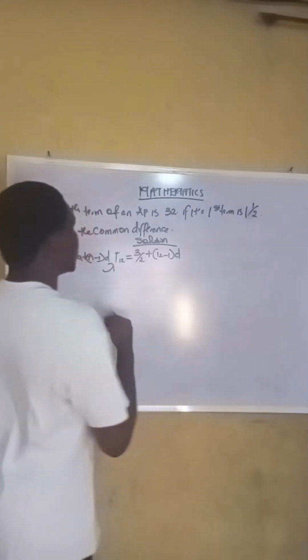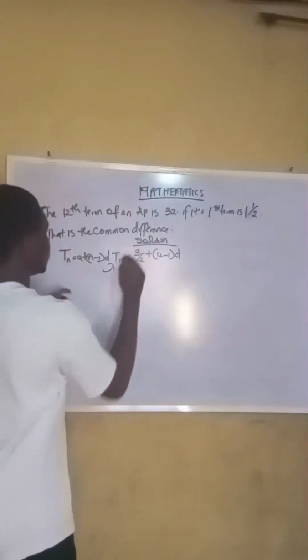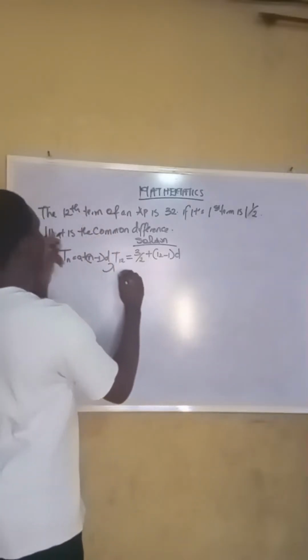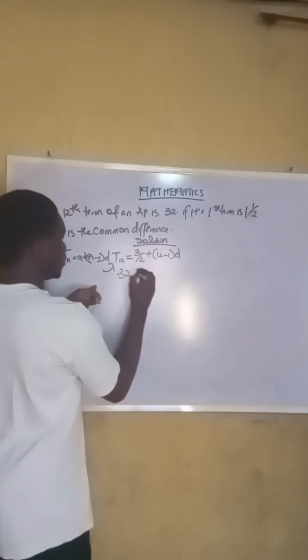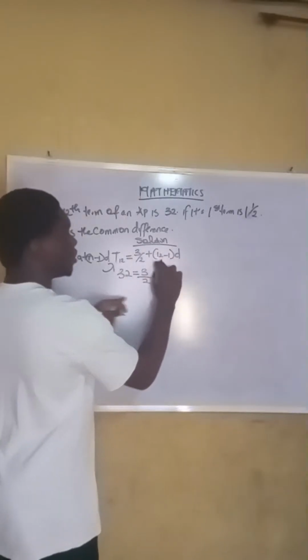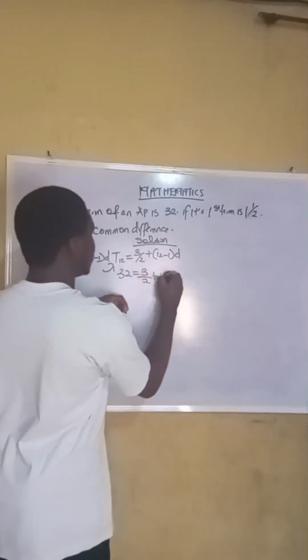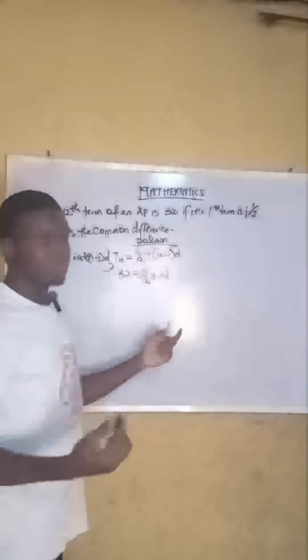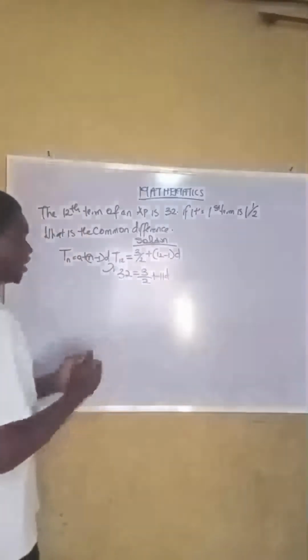Okay, so moving on now, we have T12 is equal to 32 now. So 32 will be equal to 3 divided by 2 plus 12 minus 1 is 11, 11D. Alright, so now you have gotten to this stage. What will you do next?